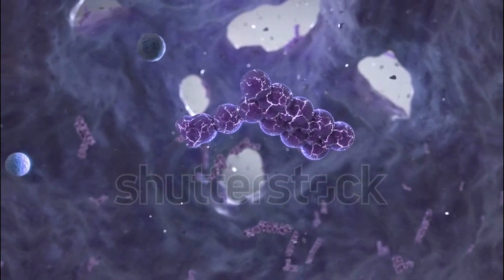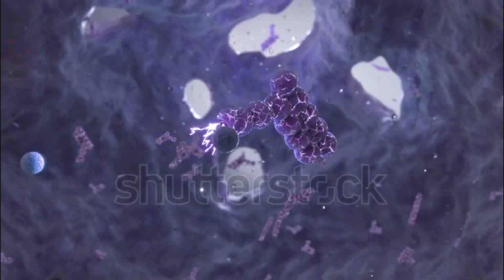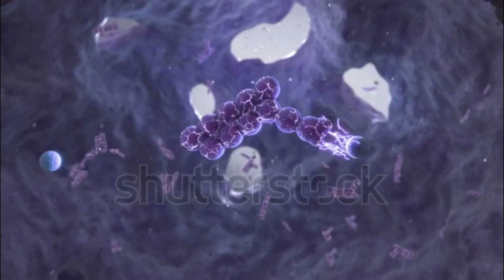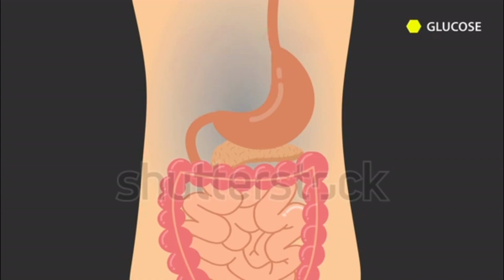The most important regulatory step of oxidative phosphorylation is the activity of ADP synthase, which is inhibited by high levels of ADP and activated by high levels of ADP.